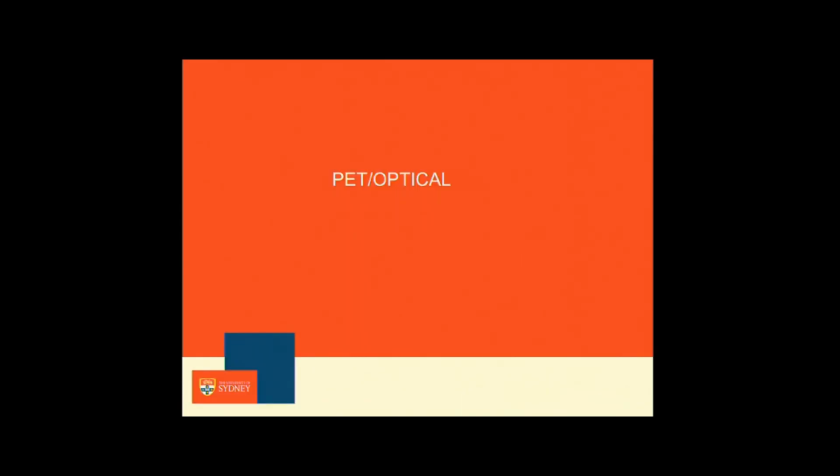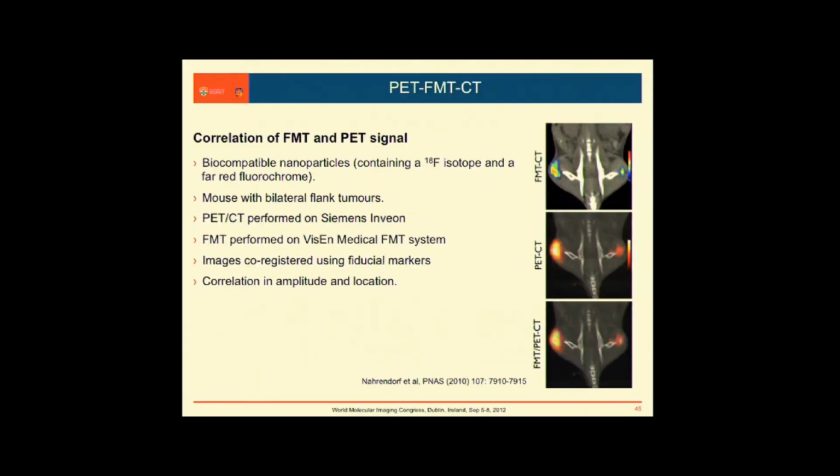Optical imaging has also been combined with PET. And here is an example of a correlation study performed with a nanoparticle multi-modality probe incorporating both a radioactive and fluorescent marker in a mouse with bilateral flank tumors. The PET-CT was performed on a Siemens Inveon system, and FMT was done on a Vizen FMT system. The images were then co-registered using fiducial markers, and good correlation of the fluorescence and PET signal was observed.